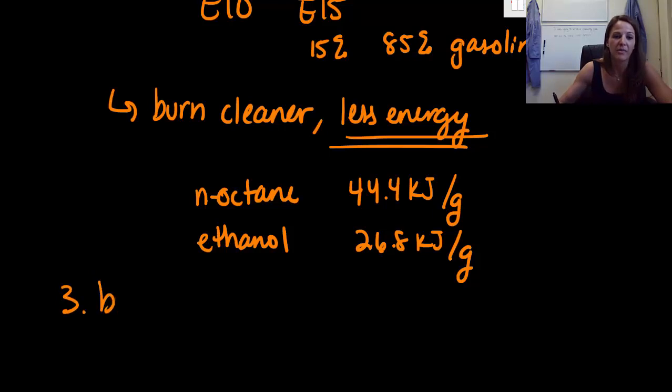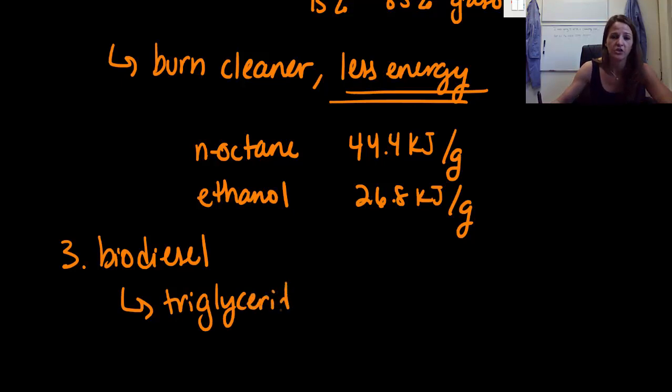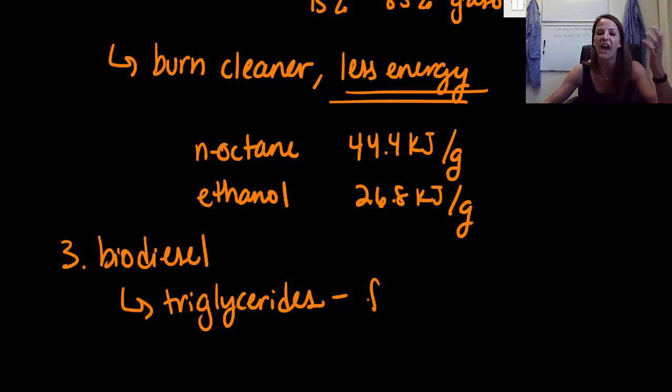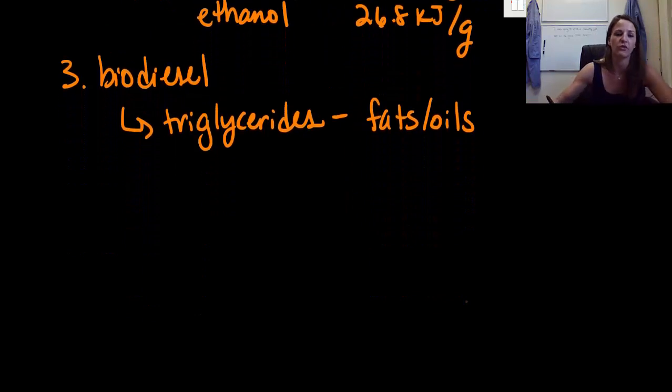The last one is biodiesel. So biodiesel is really neat. And so essentially biodiesel comes from our triglycerides. Now triglycerides are essentially molecules that are either fats or oils, a combination of the two, okay? So let's see what we already know about fats and oils before we go further here.